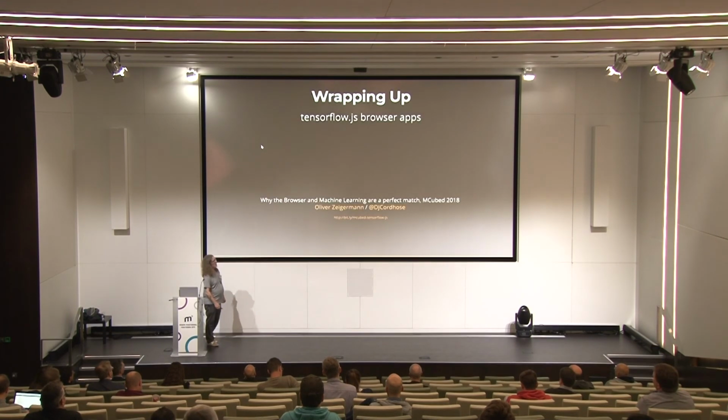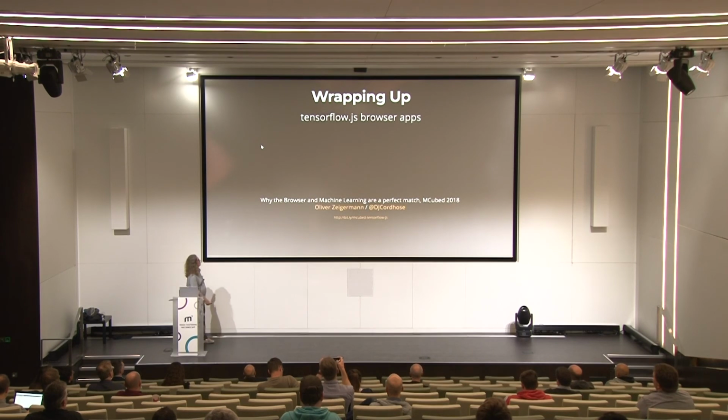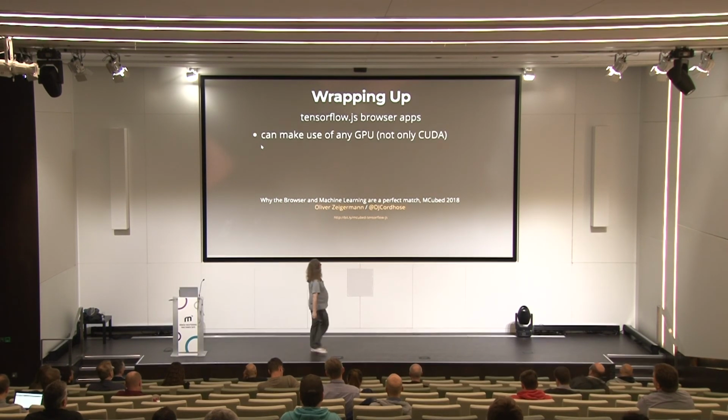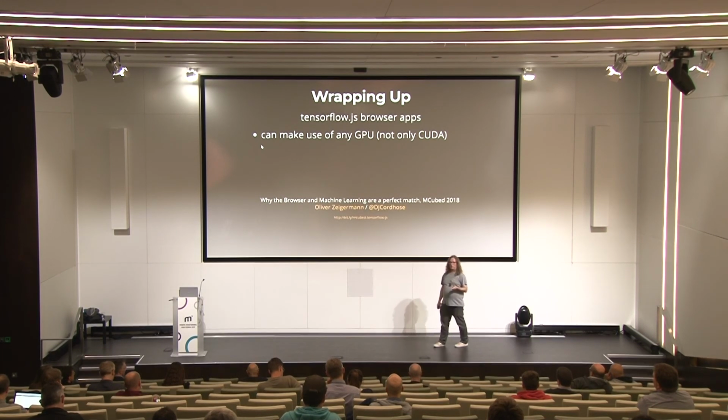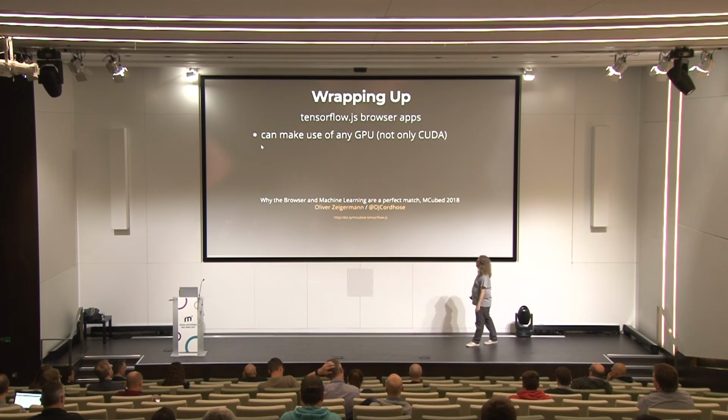We like cats. So this brings me to the final slide. We can wrap it up. So TensorFlow.js is for browser-based apps, and it can make use of any GPU. And if you know that TensorFlow, like the real TensorFlow, can only train on certain GPUs, which are typically very expensive, this might be interesting because no installation. You just use any GPU, get started very easily.